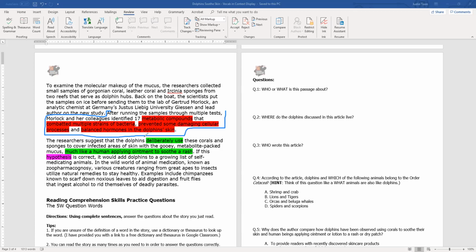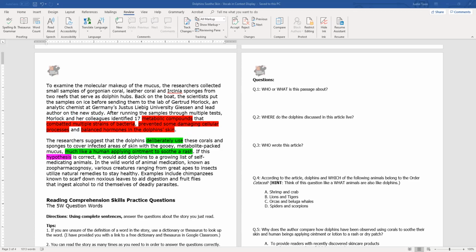What does it mean here to deliberately use? If you don't know that, it's down here in the next part of the sentence. It says, much like a human applying ointment to soothe a rash. So deliberately use, if when humans apply ointment to soothe a rash, we're doing it on purpose. So deliberately would mean on purpose. That's kind of how that works.